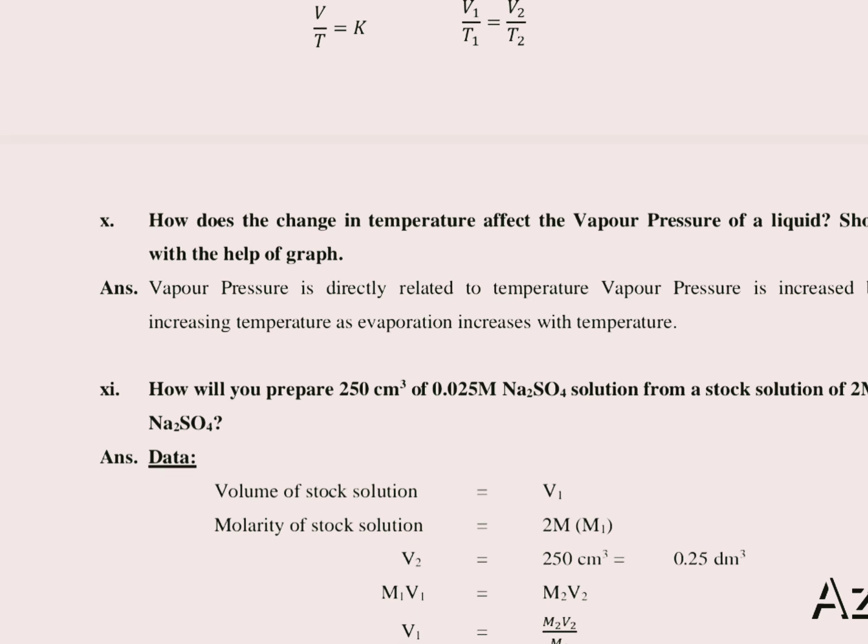Okay, the next is: how does the change in temperature affect the vapor pressure of a liquid? Show with the help of a graph. Okay, fine. If you draw the graph here, first of all, you must know that temperature and vapor pressure have a direct relation with one another. If temperature increases, vapor pressure increases. If temperature decreases, vapor pressure decreases. And when you draw the graph, you have to take temperature on the x-axis and vapor pressure on the y-axis. And your line will move straight up from zero. By increasing your temperature, your vapor pressure increases, so it smoothly moves upwards.